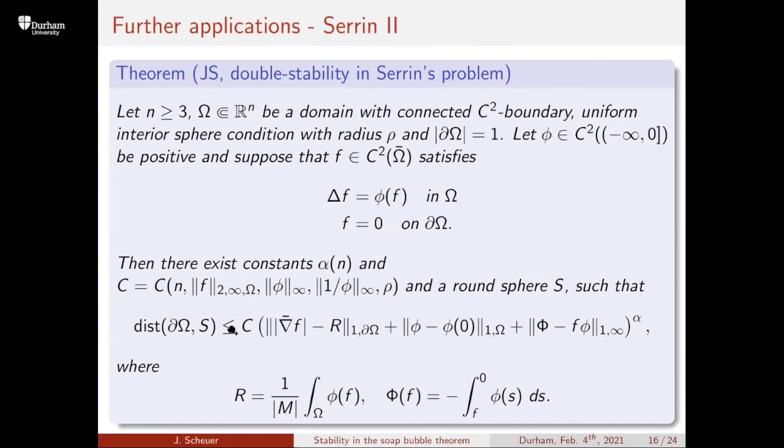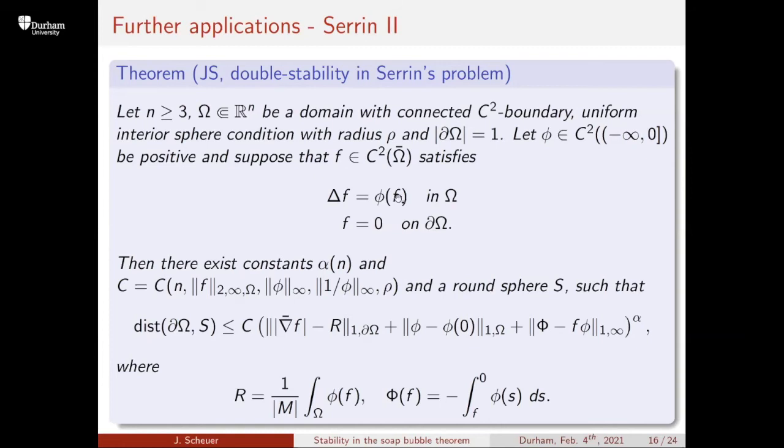And then we get an estimate of the distance of the boundary to a sphere in terms of all the errors that we are making in comparison to the model equation, right? Namely, we have this Neumann derivative deficit here. And here we have the deficit of phi to a constant function, right? So phi of zero, in Serrin's problem, this would be one. So here's just the error of how far phi deviates from the constant. And this capital Phi here is just the integrated phi. So this is basically also zero if phi is a constant, right? So this actually measures the distance of omega to a sphere in terms of errors of both data on the Dirichlet problem, namely the constant Neumann and the constant right-hand side in the equation.